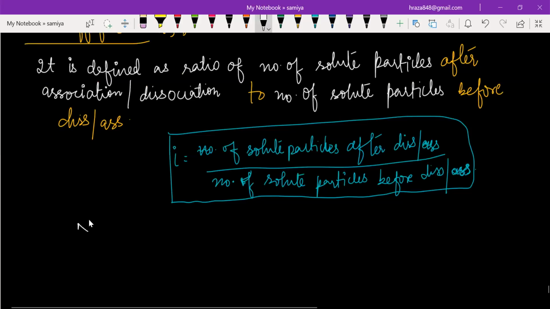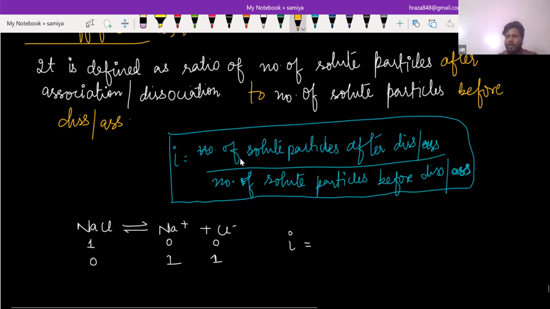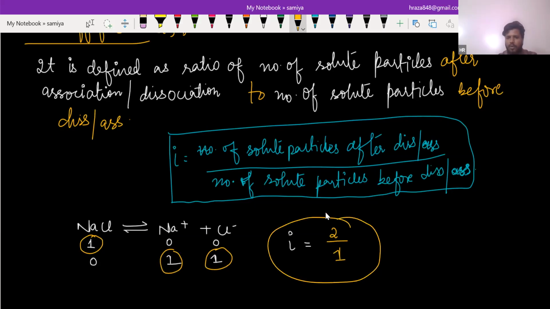Very good. So see, I'm going to take an example, NaCl. NaCl will be dissociated into two parts, Na plus plus Cl minus. Now initially it is 1 and 0, 0. But after dissociation, it will be 0, and 1 and 1. So I will be equal to, since it is dissociation, count the number of solute particles after dissociation, 1 plus 1, this will be equal to 2, upon initial before dissociation, it will be 2 by 1. That means I is equal to 2. Everyone got it?